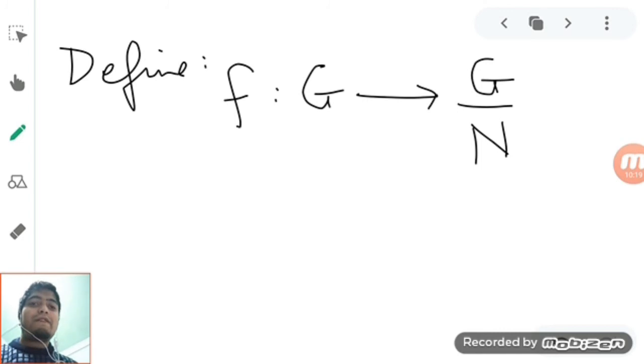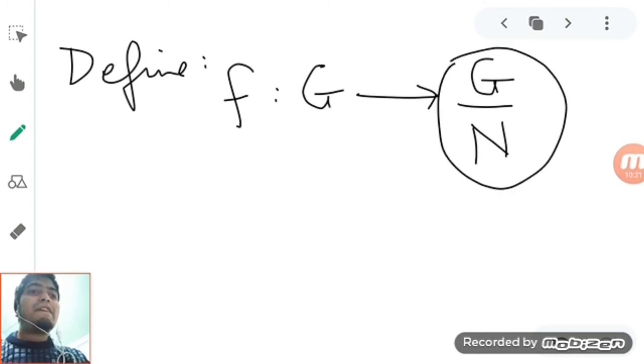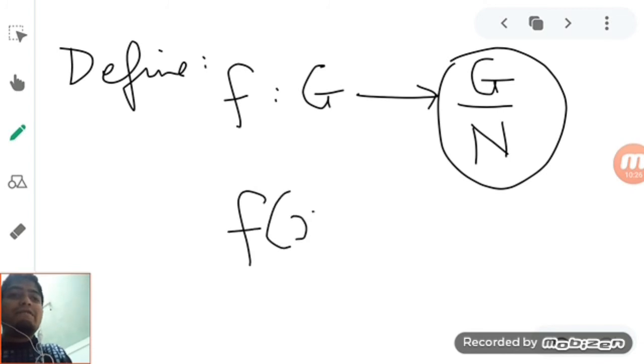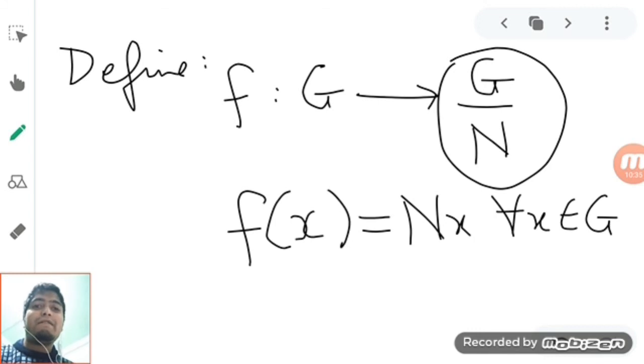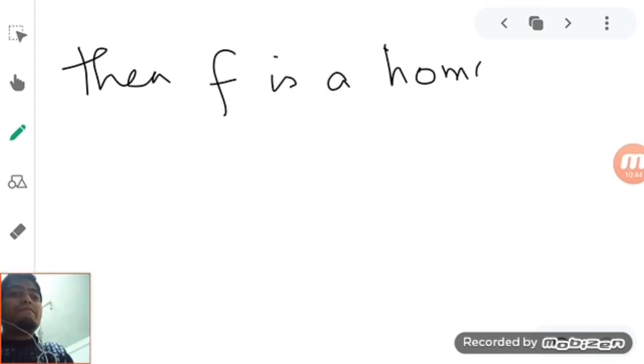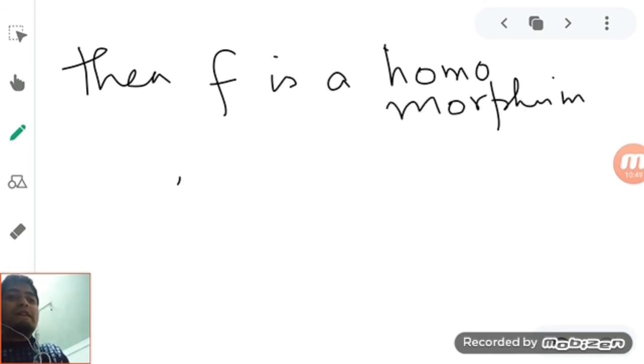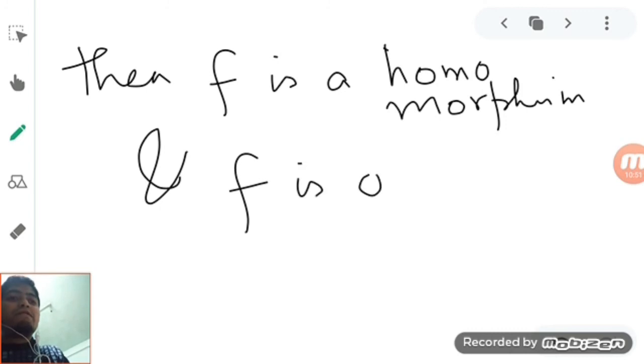Okay, so instead of G dash, we are having G by n. Define it as f(x) equal nx for all x belongs to G. So what do we have? We have done this one actually. Then f is a homomorphism, and also we have that f is onto.